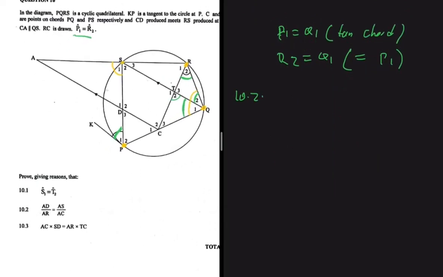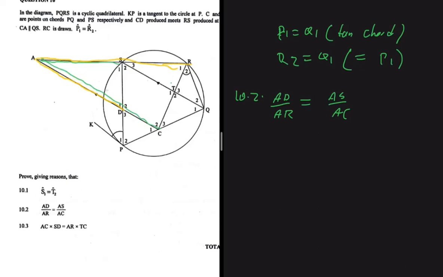So 10.2 is saying, let's prove, giving reasons, that AD divided by AR is equal to AS divided by AC. So let's look at those lines and see what's happening, right? Are we going to use parallel lines or do we have to prove that certain triangles are similar to each other? Let's go to our sketch. Yeah, so we have AD. Where's AD? Yes, AD here, right? So AD divided by AR is said to be equal to AS divided by AC. So we have AS here divided by AC, right?